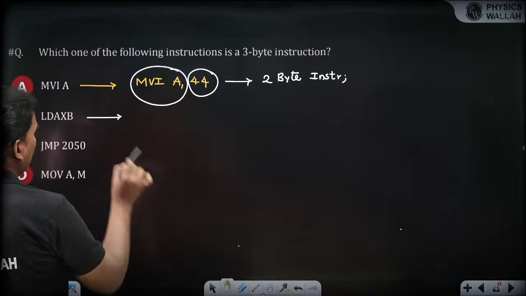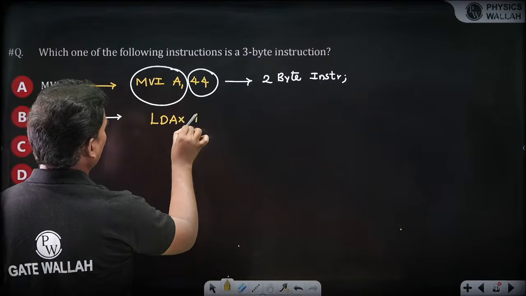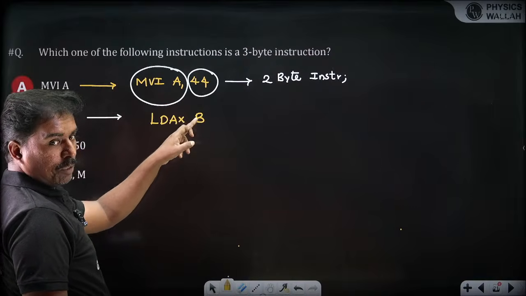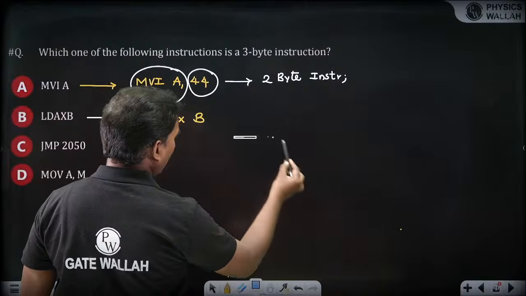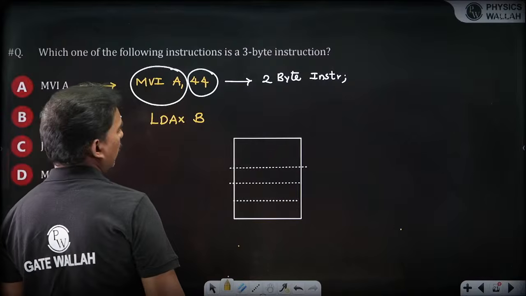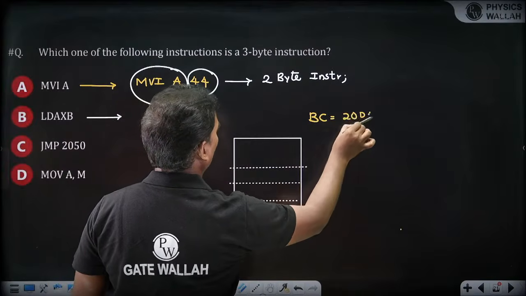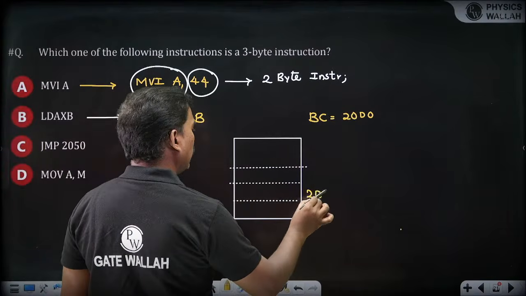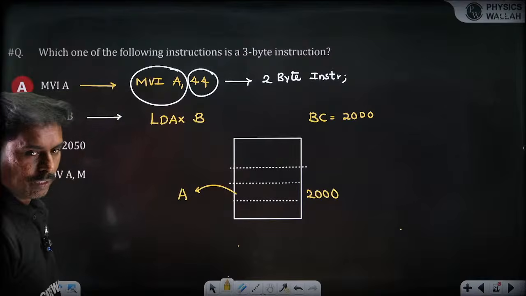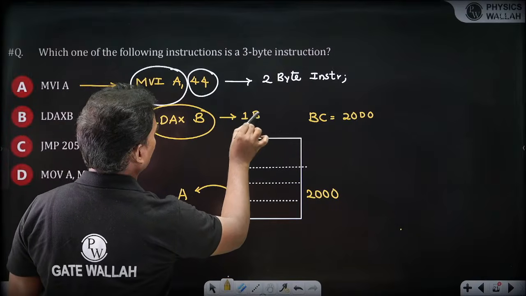If you see LDAX B, it is a register addressing mode. Why? Because it is loading the accumulator with the contents of the memory location. LDA means load accumulator, X means extended, and B means the BC register. BC is a register pair. Suppose the BC register contains 2000. It will go to the 2000 memory location, and whatever content is there will be moved into the accumulator. So this is a 1-byte instruction. It's a register addressing mode.